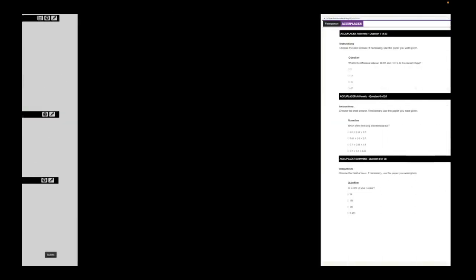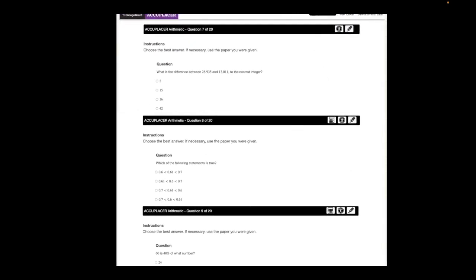Okay, let's move on. What is the difference between 28.935 and 13.011 to the nearest integer? So this is just a simple subtraction problem, and then we're just rounding at the end. So let's set up 28.935 minus 13.011.